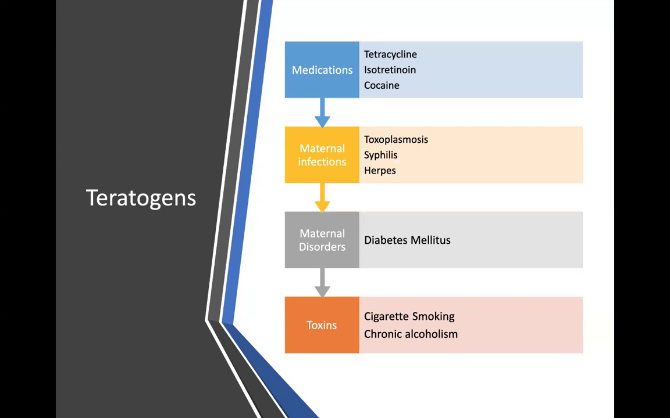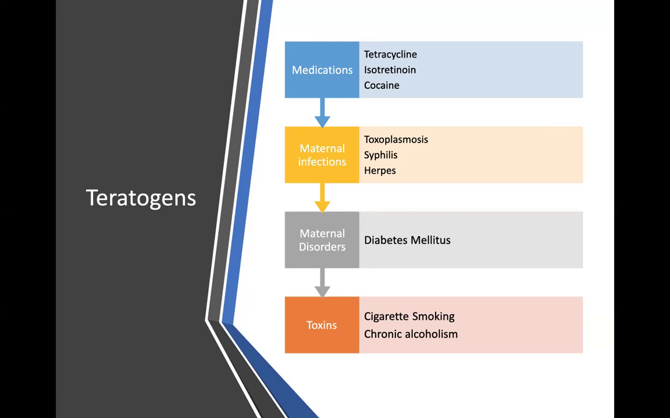Then you have isotretinoin, which can cause pregnancy loss, hydrocephalus, CNS defects, a small or absent thymus, a small outer ear or no outer ear at all, and conotruncal heart defects. Then you have cocaine use, which can cause pregnancy loss, placental abruption, and growth dysfunction, as well as microcephaly.